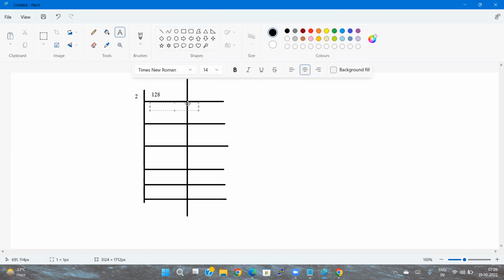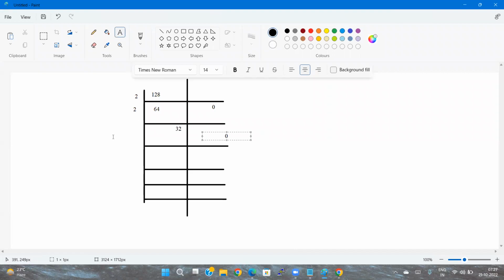You are going to get a number, 64. Whatever remainder you get, keep the remainder over here. And again, divide 64 by 2. When you divide 64 by 2, you are going to get 32, and the remainder will be 0.